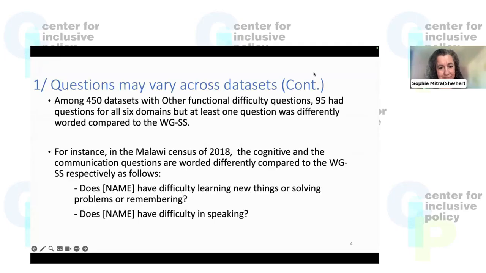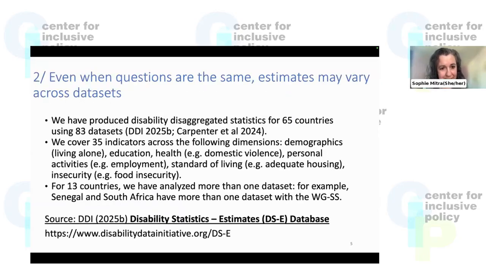For instance, in the Malawi census of 2018, the cognitive and the communication questions are worded differently compared to the Washington Group short set. Instead of asking about difficulty concentrating and remembering, as in the short set, it asks about difficulty learning new things or solving problems or remembering. And for the communication question, it simply asks about difficulty speaking. Such differences could drive differences in prevalence estimates. But even when the exact same questions are used, so when we use data sets that do have the Washington Group short set, we still end up with differences in prevalence estimates.